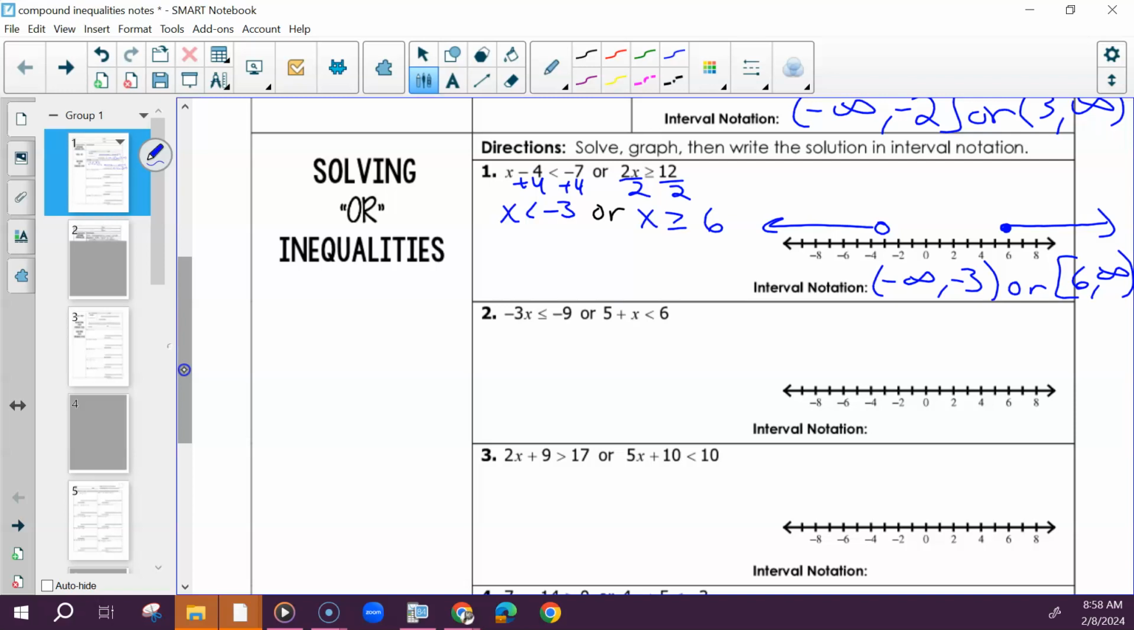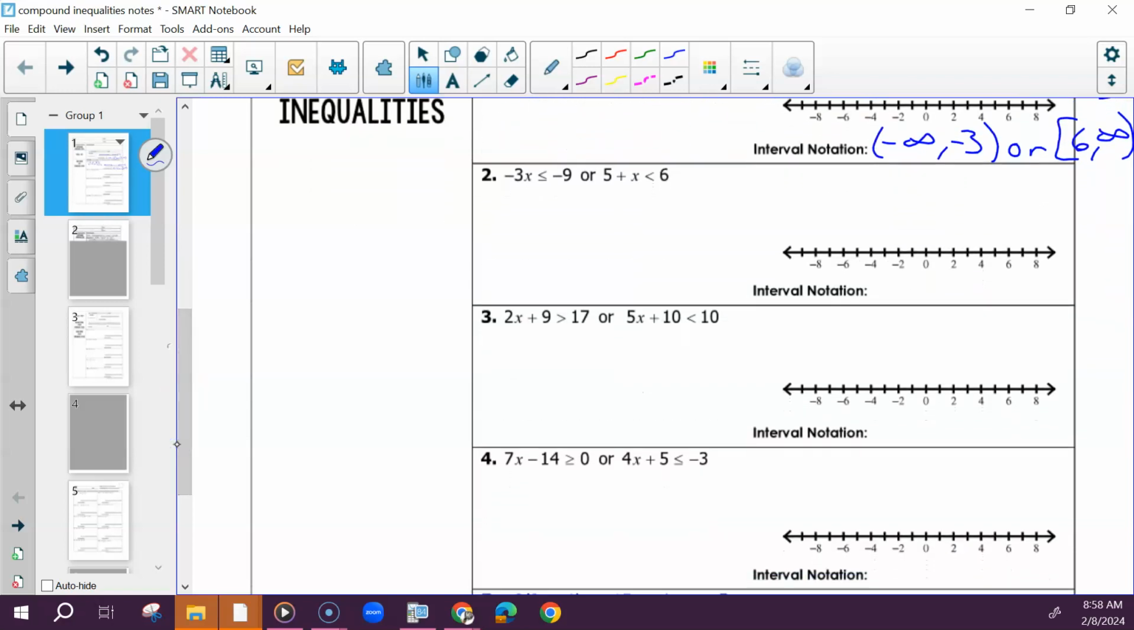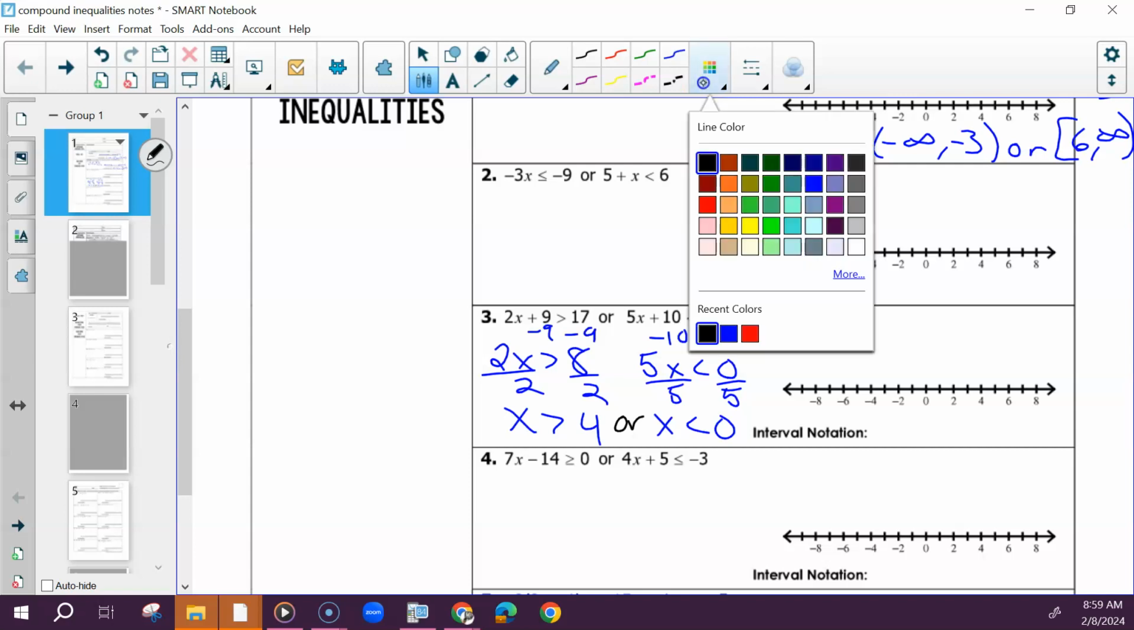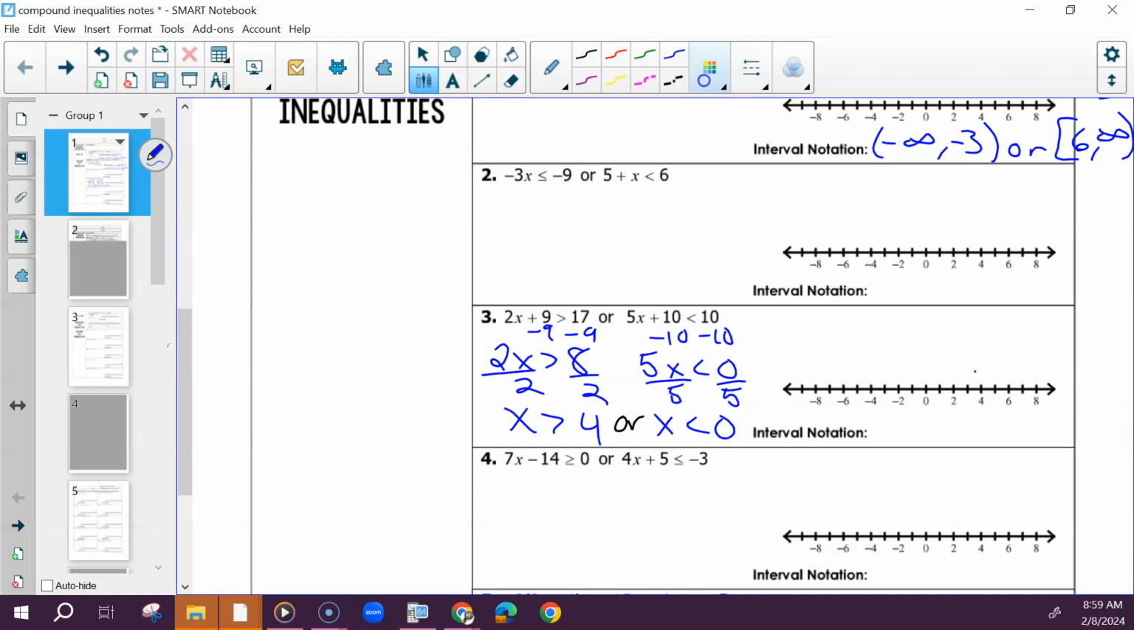We're going to skip 2, go on to 3. So let's solve this by doing what? Subtracting 9? We have 2x is greater than 8. Divide both sides by 2. And then on the other side, subtract 10. Keep going. Divide both sides by 5. So that x is less than 0. Make sure you have your "or" in between them. And then go ahead and graph those.